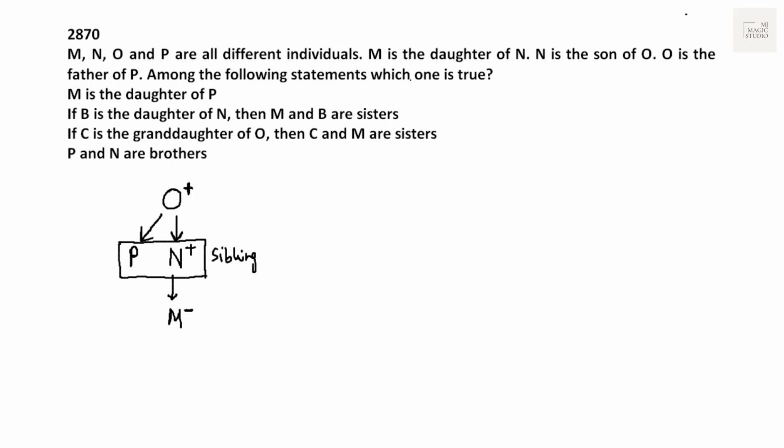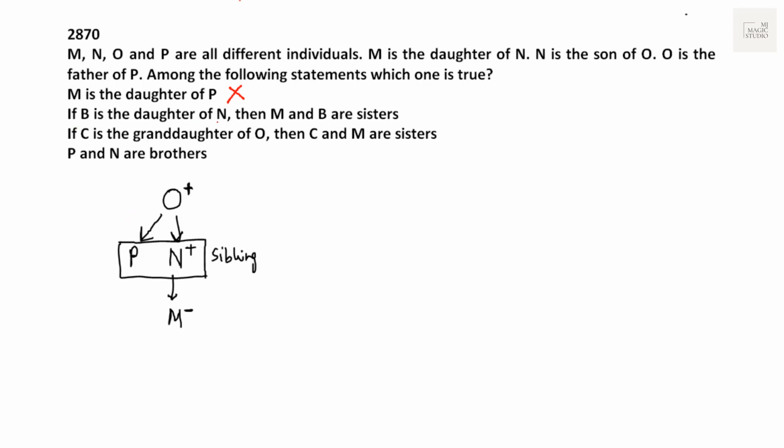Now among the following statements, which one is true? Let me change the color. Okay. Statement 1 says M is daughter of P. It is quite clear that M is daughter of N and P is sibling of N. M is not the daughter of P.